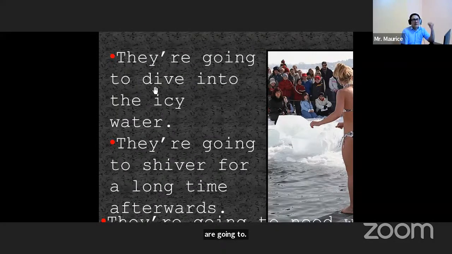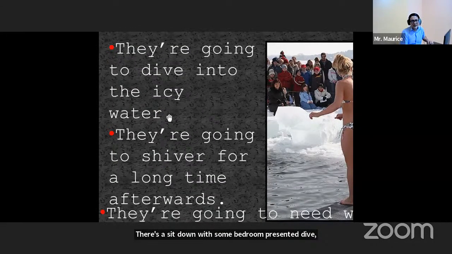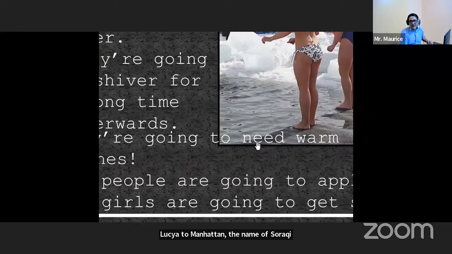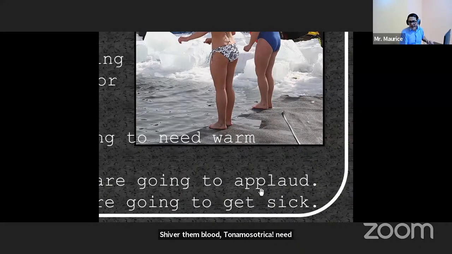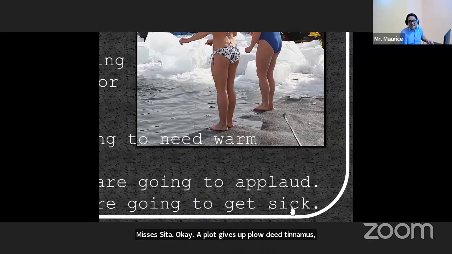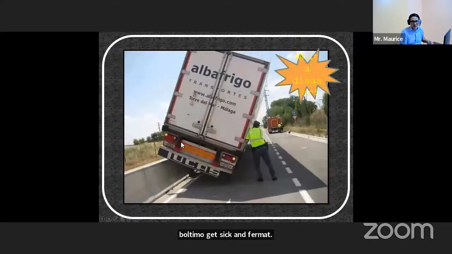Dive, bucear, sumergirse. Tenemos otra aquí, shiver, temblar. Tenemos otra acá, need, necesitar. ¿Ok? Applaud, que es aplaudir. Tenemos por último get sick, enfermarse. Entonces esa es la estructura del be going to.